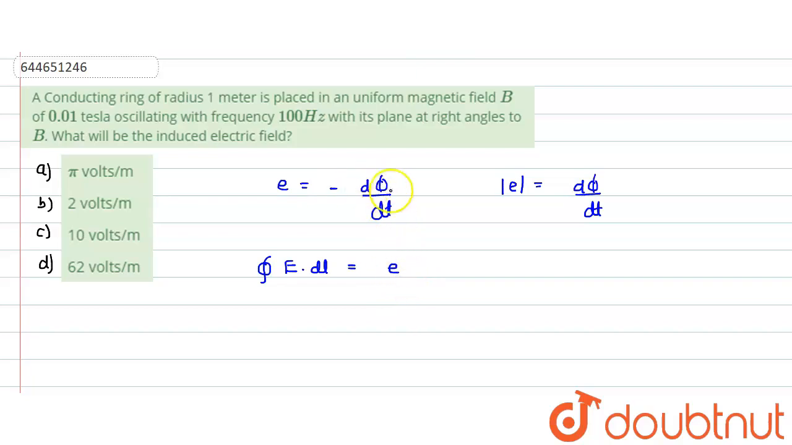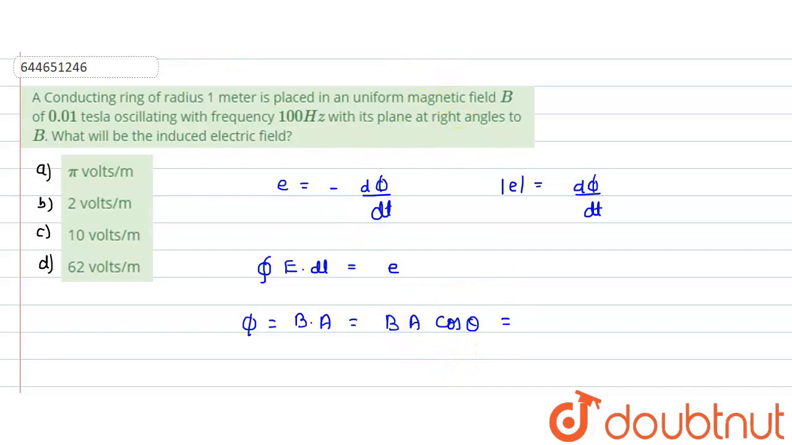Now how to get the value of this? Induced EMF can be found from the change of the flux. How is the flux given? Phi is basically B dot A. Since the magnetic field is perpendicular to the plane, at right angle, we write this as B into A into cos of theta. Magnetic field is perpendicular to the area, and what is the area vector?